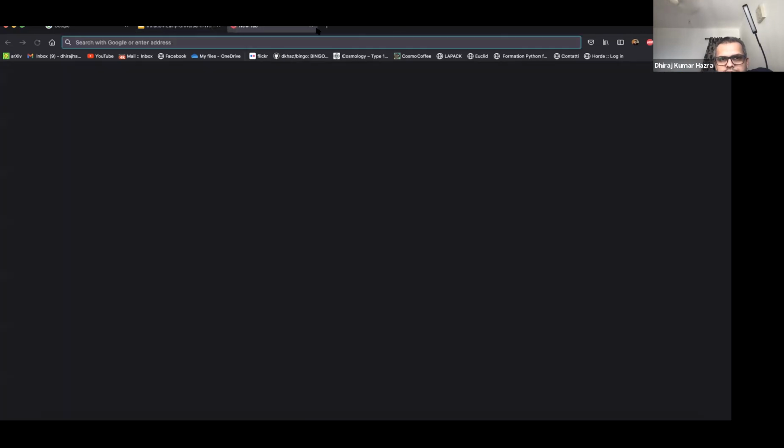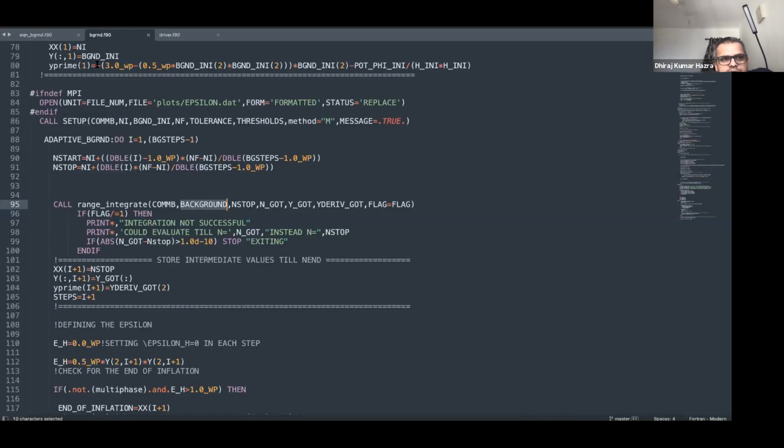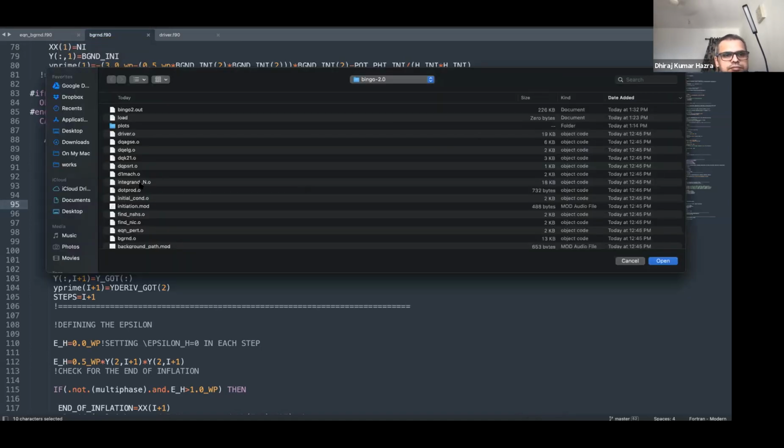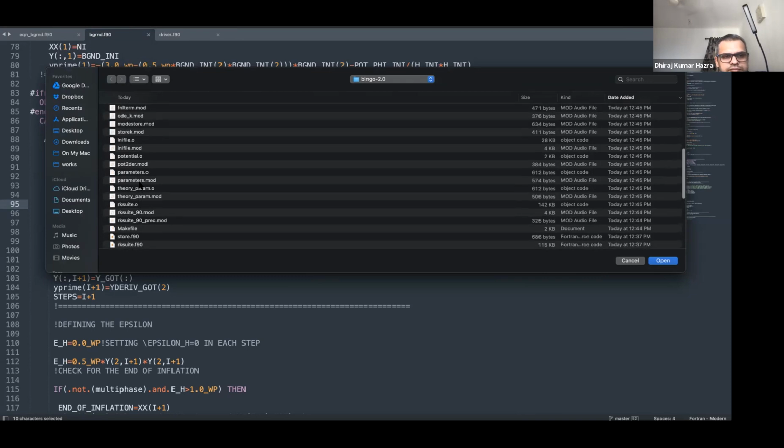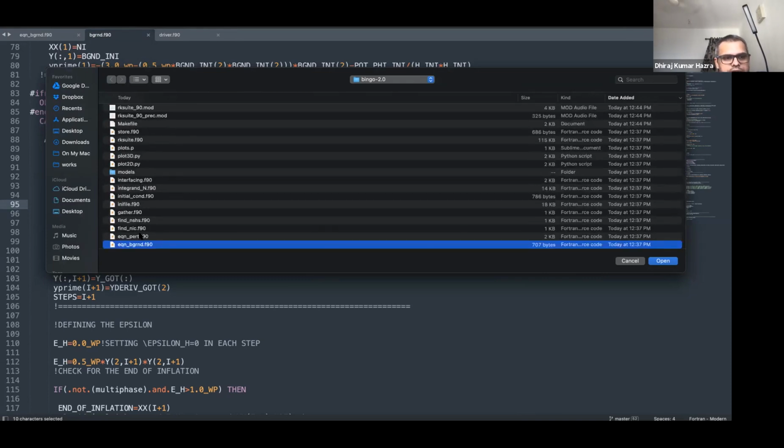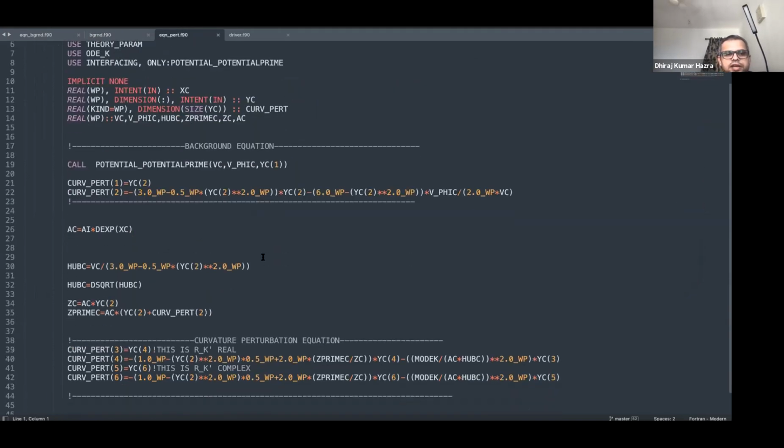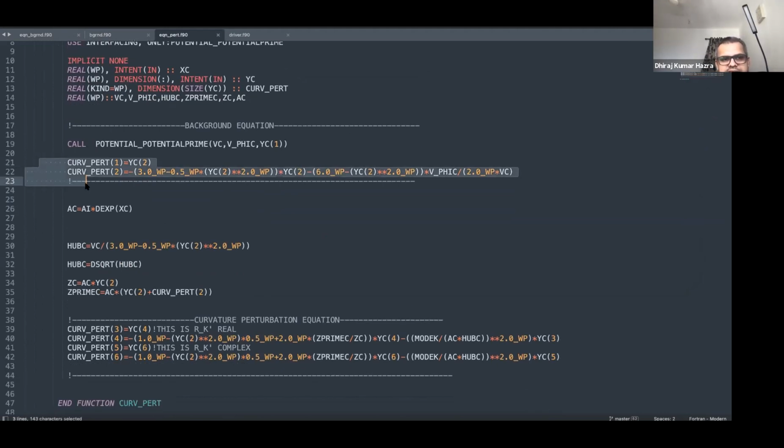Let me just open this part. Open equation perturbation dot F90. So both the background quantities are there. Since this is adaptive, I have to also write the background quantities here, although they are solved in the first place. But adaptive means that it doesn't keep the same points in the evolution. It basically jumps depending on the accuracy.